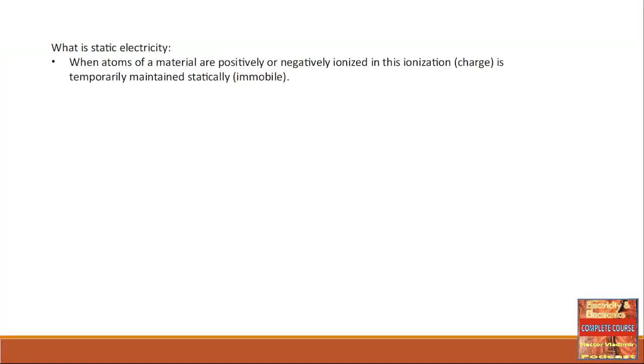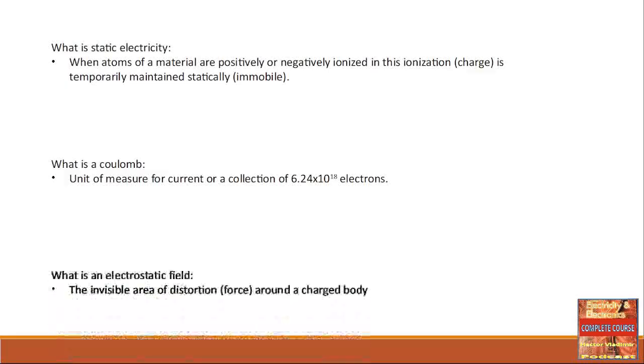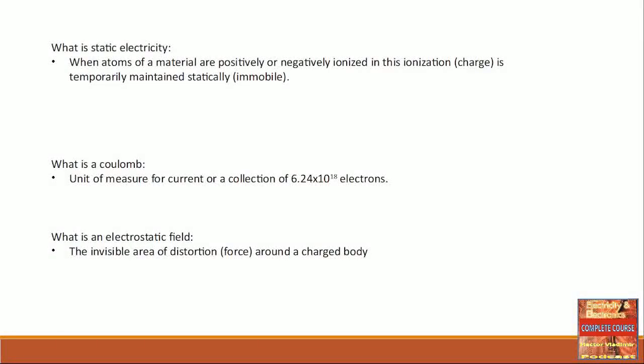What is static electricity? When atoms of a material are positively or negatively ionized, this ionization charge is temporarily maintained statically or immobile. What is a coulomb? Unit of measurement for charge, or a collection of 6.24 times 10 to the 18th power of electrons. What is an electrostatic field? The invisible area of distortion or force around a charged body.